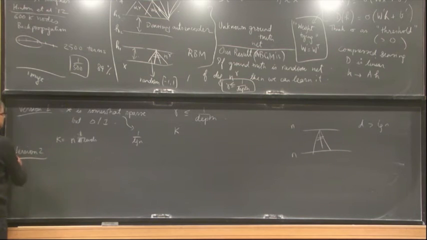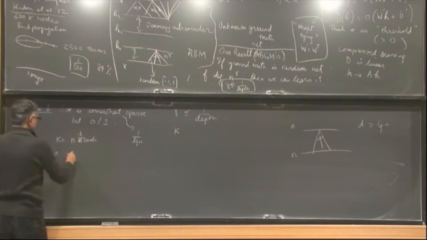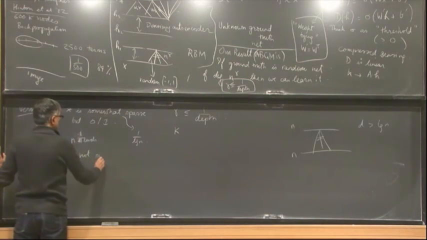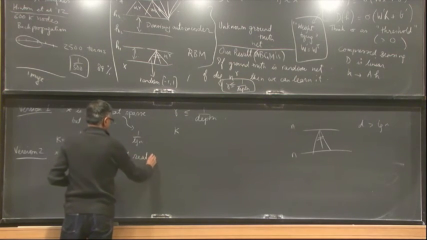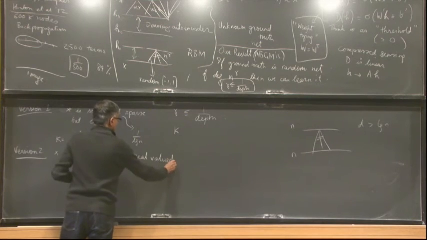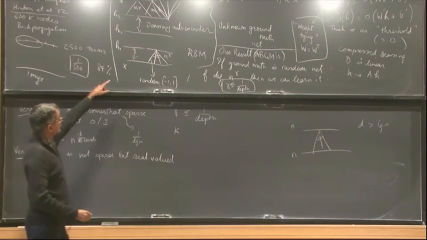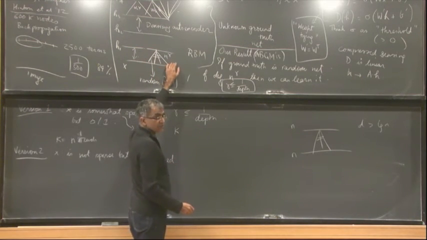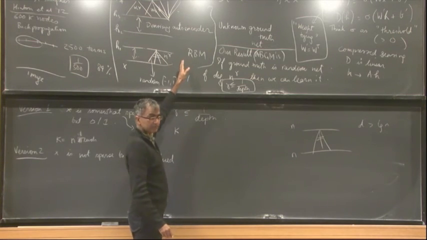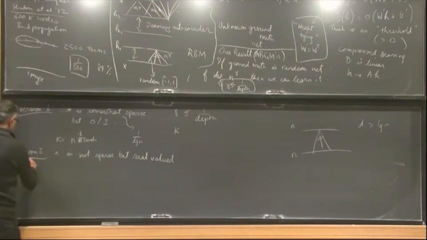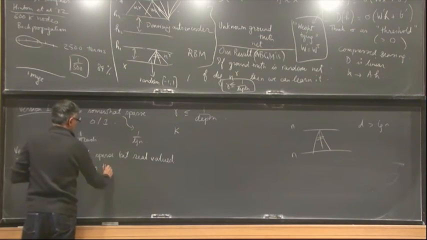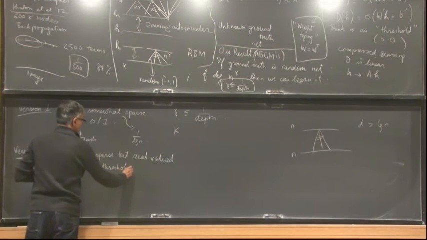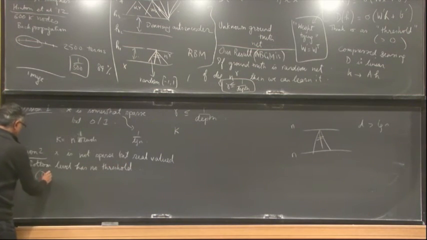Version 2 is that x is not sparse, but real value. Okay, and then in this last level of the generative model, there's no threshold. So you just get the sums. So the bottom level has no thresholds, only sum. So the decoder is linear.